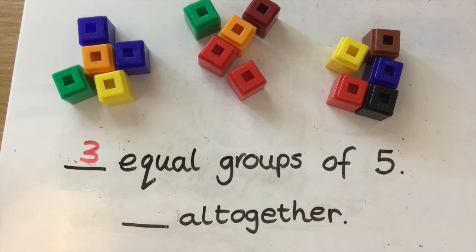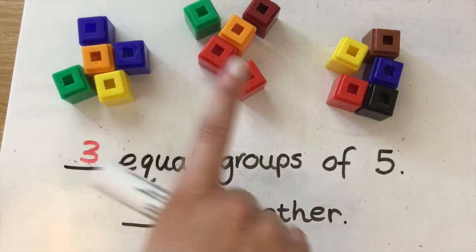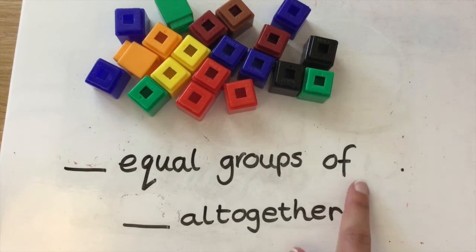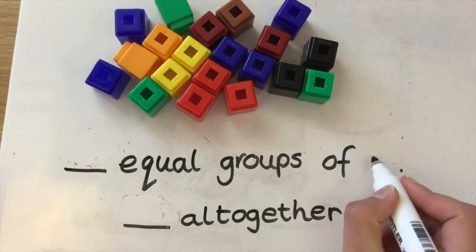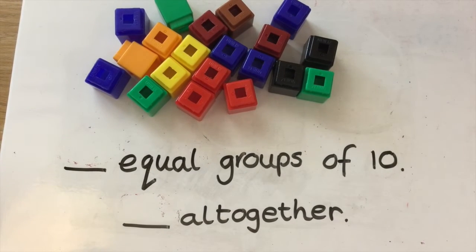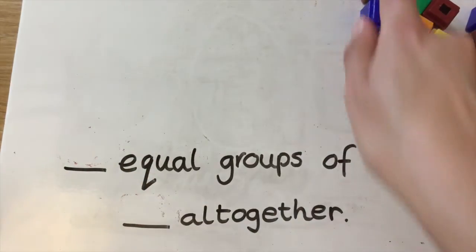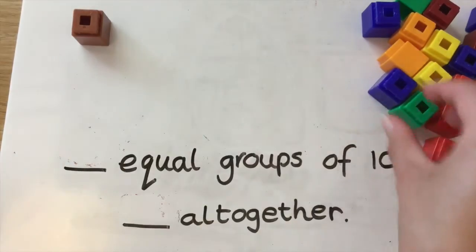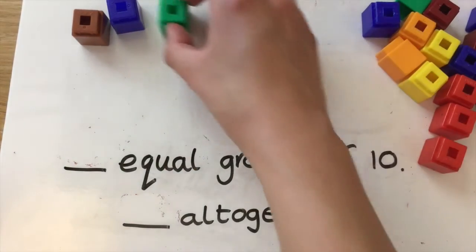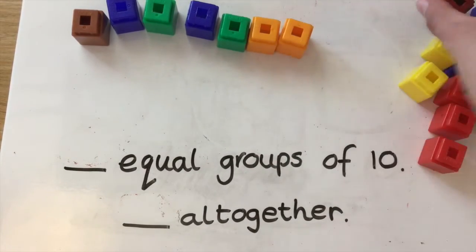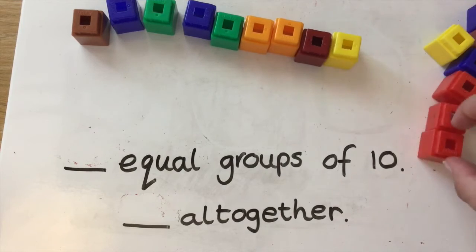Okay, hopefully you've counted those. So we've got 5, 10, 15 altogether. Super. Okay, we've got lots of cubes this time. And I think this time we're going to do equal groups of 10. Okay, so each group needs to have 10 in it. So what I'm going to do is just move these to the side while I put them into their groups. So we've got 1, can you count with me?